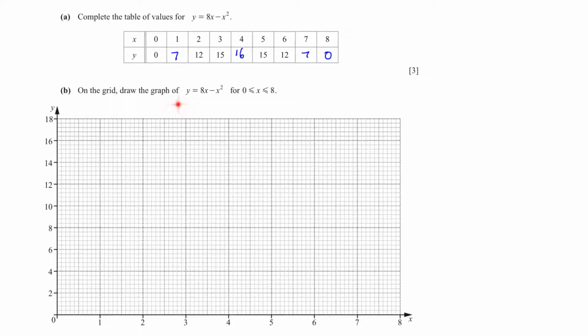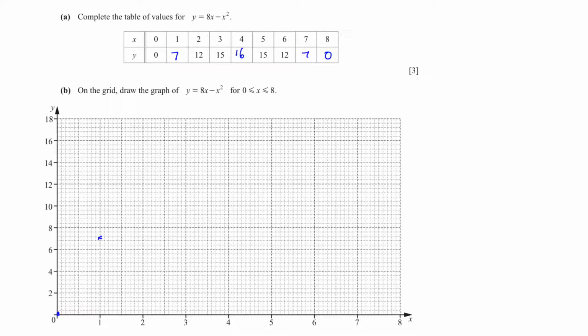Part B, on the grid draw the graph of y is equal to 8x minus x squared. A very easy graph. So when x is 0, y is 0. When x is 1, y is 7. Each two lines on the y-axis represents 0.2. Sorry, it represents 0.4. So when x is 1, y is 7 is here.